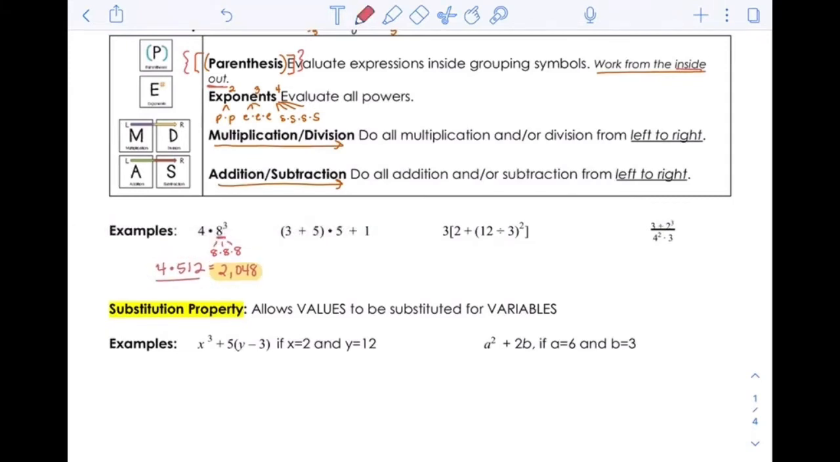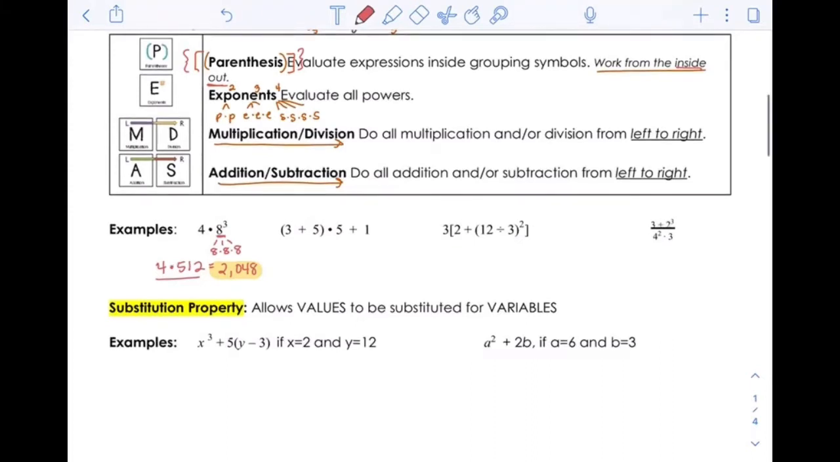All right. This next one, I'm going to read it first. The quantity, because it's in parentheses, the quantity 3 plus 5 times 5 plus 1. So the first thing I'm going to do is work inside the parentheses. So the first thing is 3 plus 5, which is 8. Everything else is going to drop down. I already solved everything in the parentheses, so now I have times 5 plus 1.